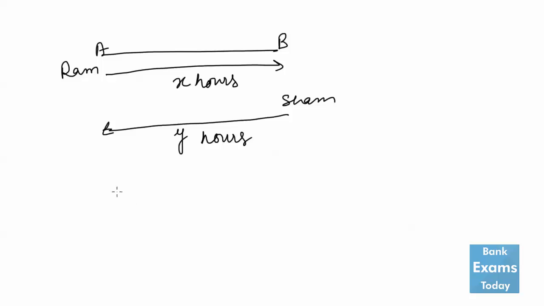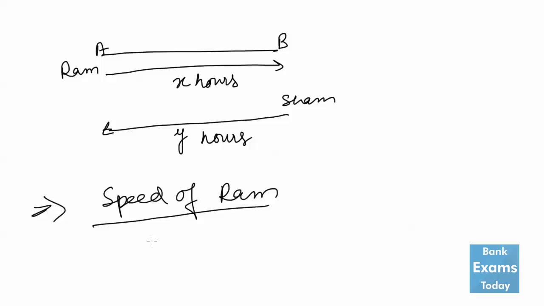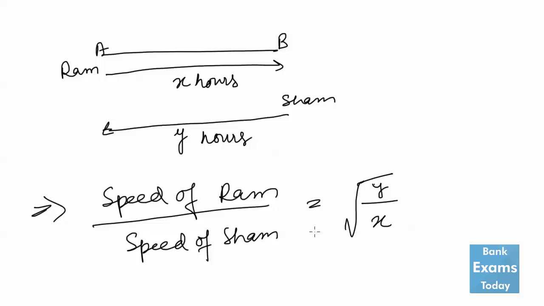The formula is a simple formula. The speed of Ram divided by the speed of Sham is equal to the time taken by Sham divided by the time taken by Ram, the whole under root. So in case the speed of Ram is given and the time taken by Ram and Sham is given, you can find the speed of Sham. And in case the speed of Sham is given, you can find the speed of Ram.